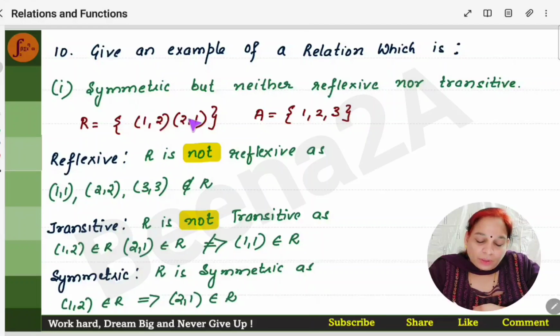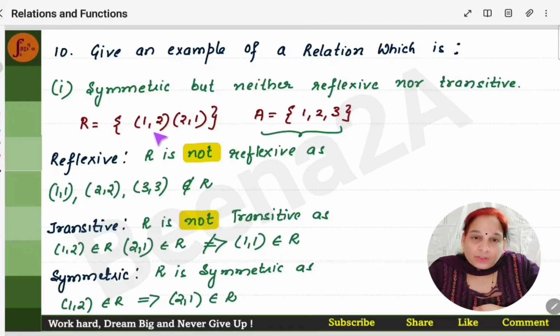So simply call the relation R and take the set as set A. Let set A be {1, 2, 3}, and let the relation be {(1, 2), (2, 1)}. Now this is symmetric because the reverse combination is there: 1 comma 2 and 2 comma 1. That's why it is symmetric. Now it should not be reflexive and it should not be transitive. It is not reflexive because for every element of this set, 1, 2, 3, we should have 1 comma 1, 2 comma 2 and 3 comma 3. None of these are there.